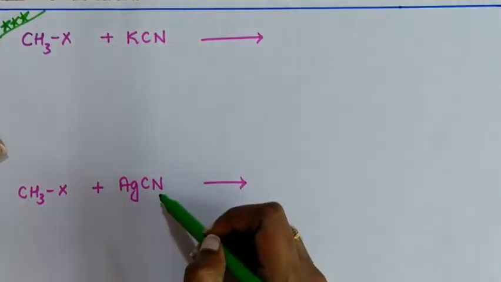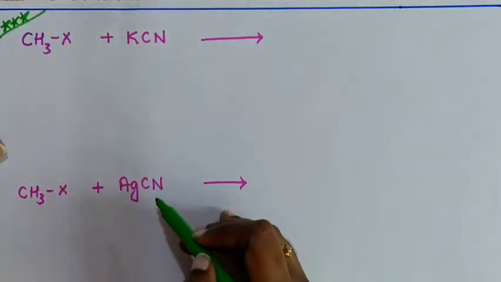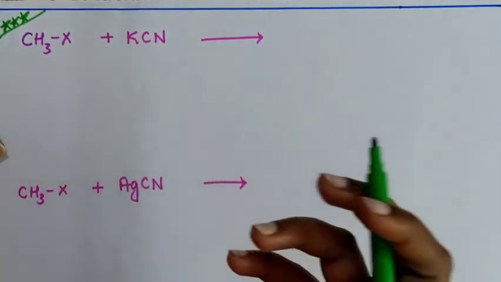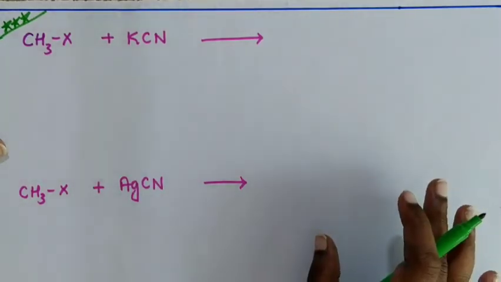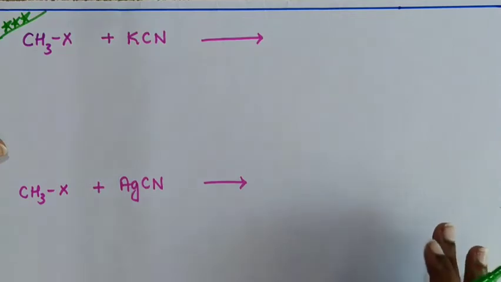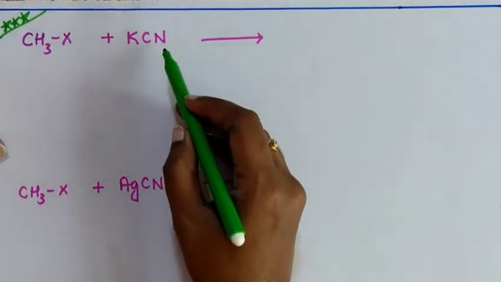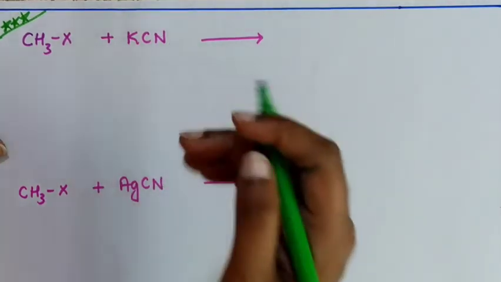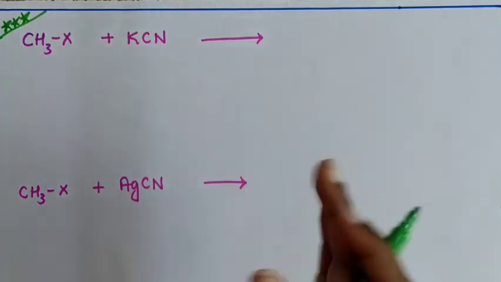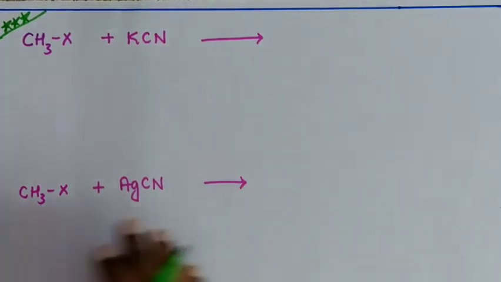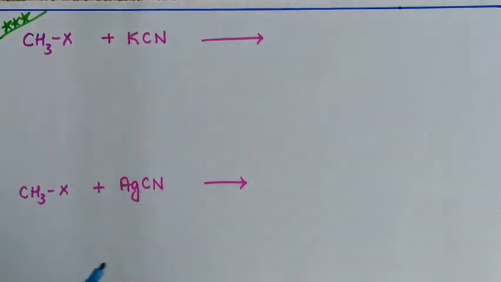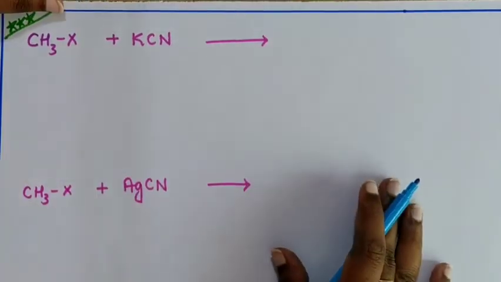Why do they ask this question? Because in both cases the product of this reaction will be different, because we already came to know that cyanide is an ambident nucleophile. Ambident nucleophile in the sense that from both sides it can make a bond with the carbon of the alkyl halide. Now let us see how this KCN is going to react with CH3X.